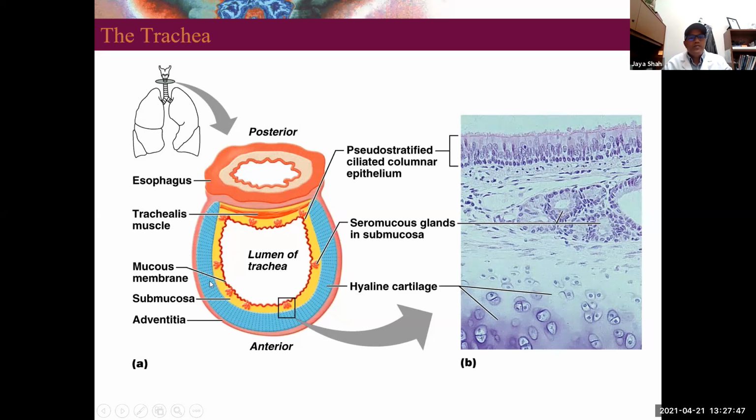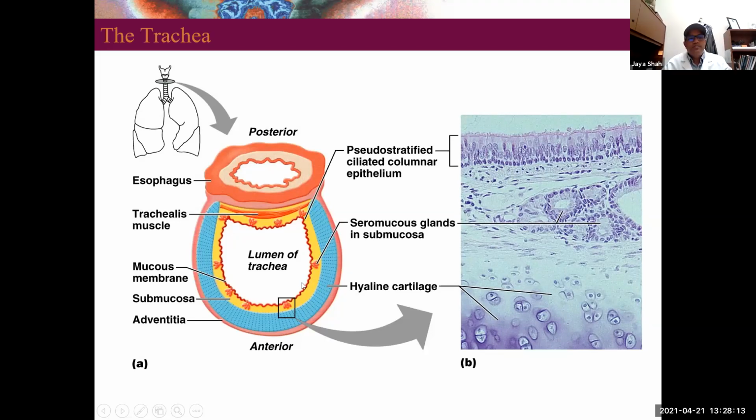So what are the layers of the trachea? The outermost layer of the trachea is adventitia, which is connective tissue. Then this blue layer, the thickest layer, what is that called? Cartilage. And then there is some submucosa, the yellow layer.